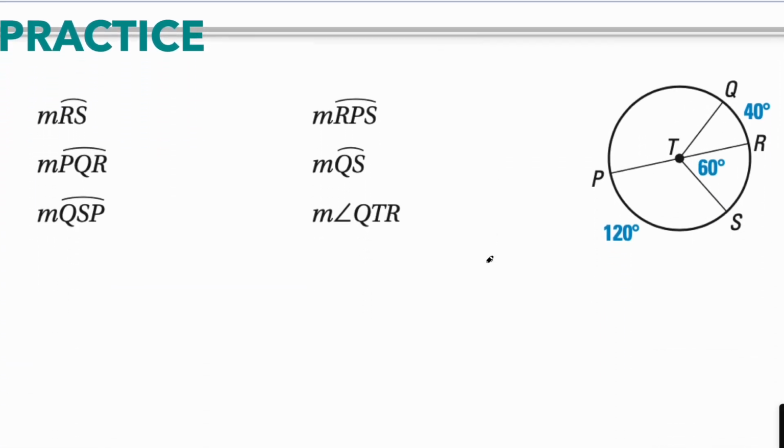So now let's do some practice of this. We're going from R to S. From R straight to S is going to be the exact same as the central angle. So the arc measure will also be 60 degrees. The central angle is equal to the measure of the arc.